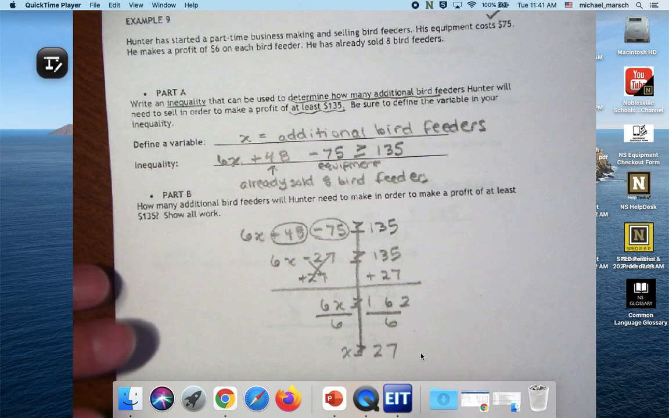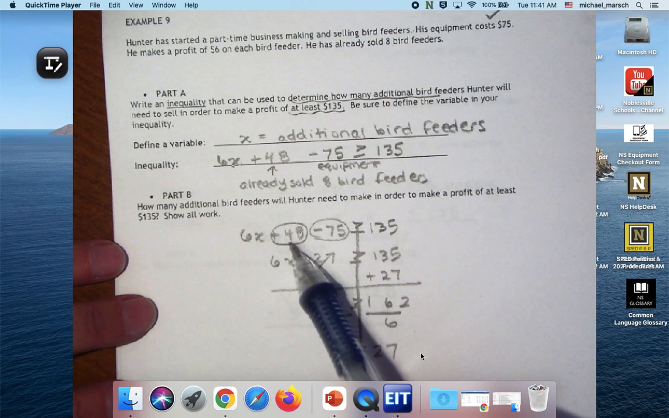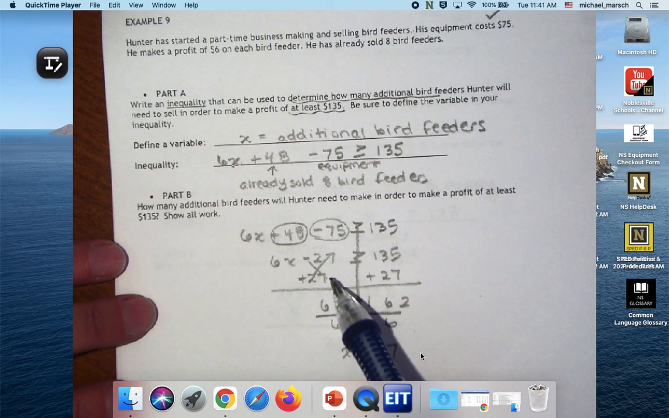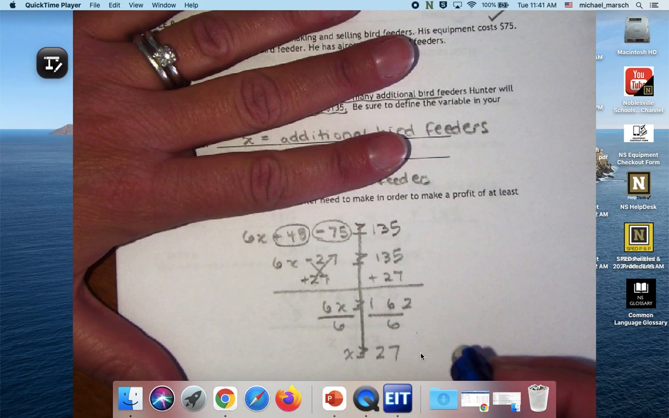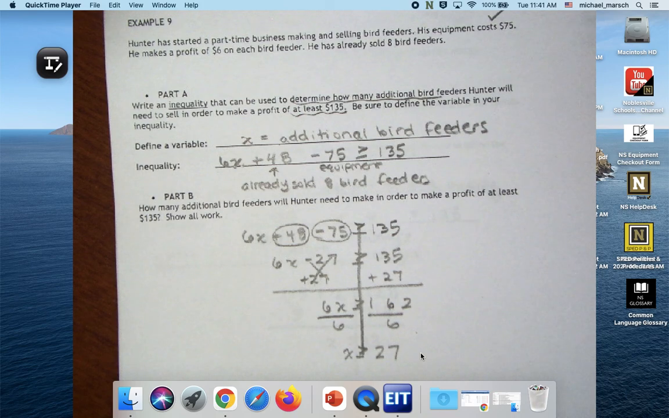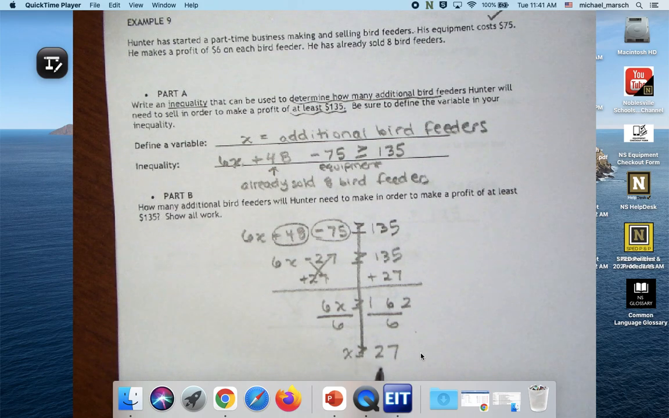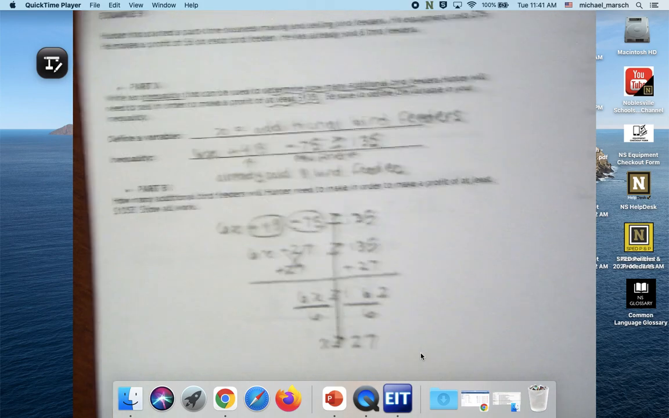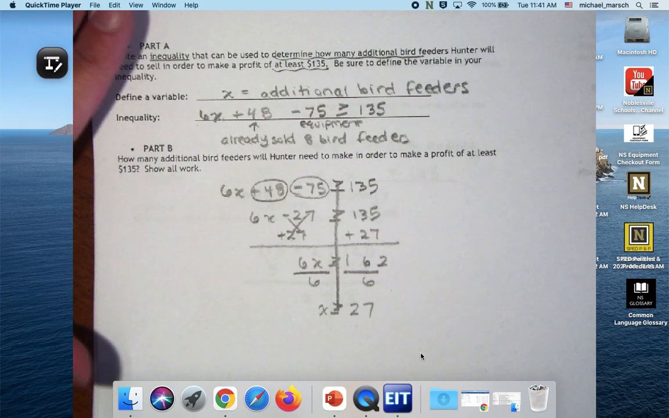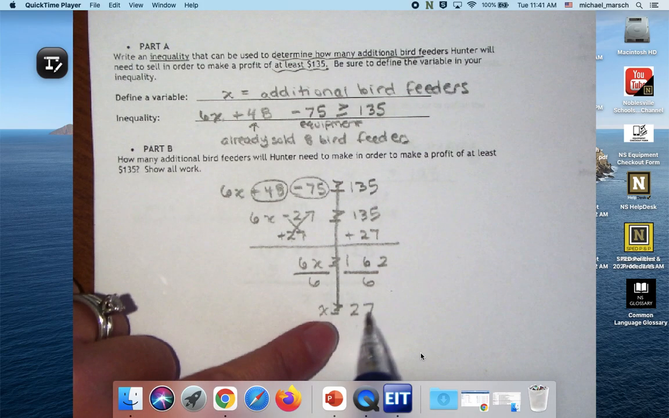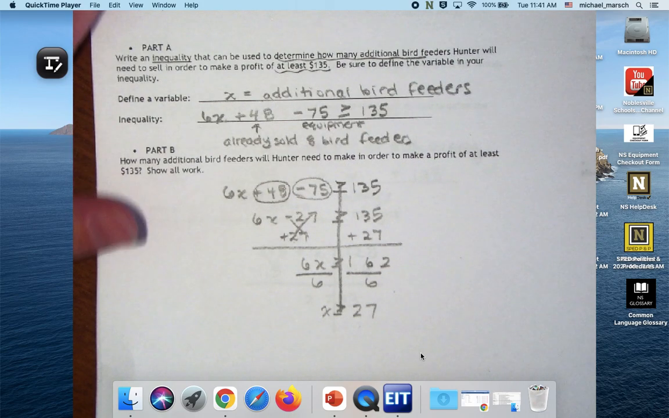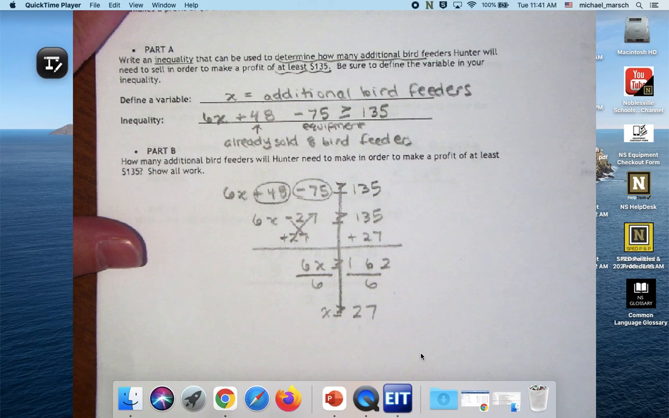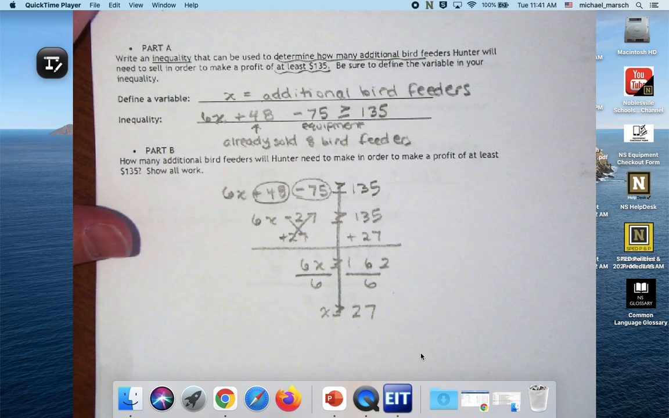Wait, were you saying the answer was 27? Is 48 minus 75 negative 27? I thought that's what you were saying. Okay, so what is 48 minus 75? It might be negative 27. Yes, it is negative 27. Okay, but we're on the right track. I didn't know which 27 you were talking about. So Hunter needs to sell at least 27 bird feeders.